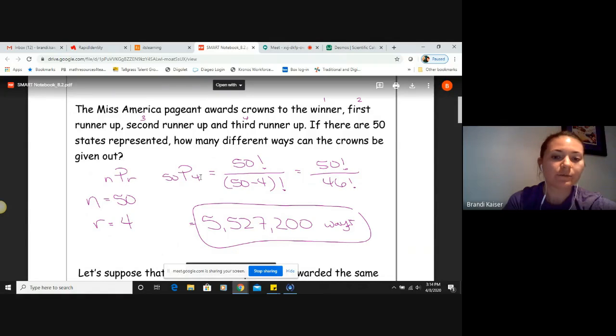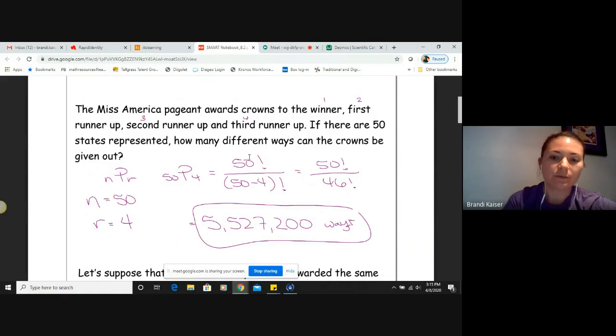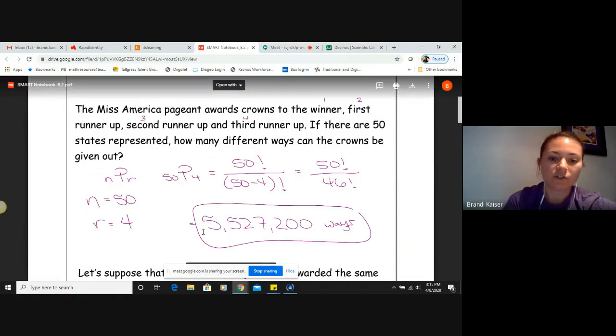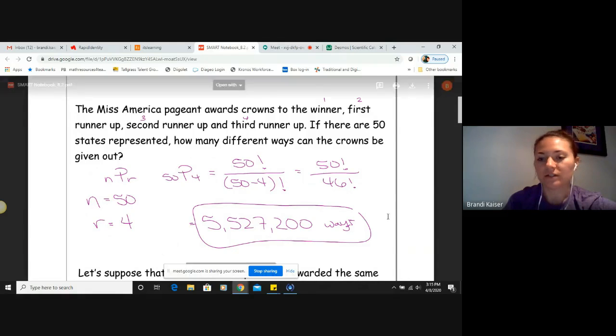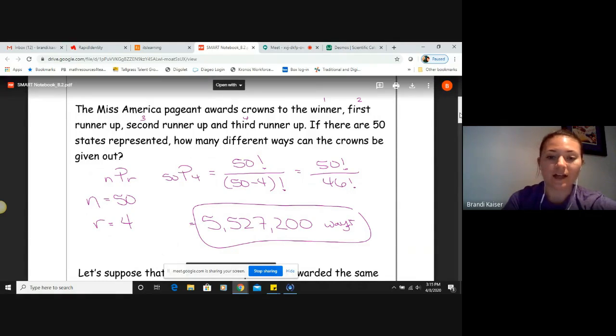So 50P4, if we plug it into our formula, 50 factorial divided by 50 minus 4 factorial. We simplify those a little bit, we put those into a calculator, and we should get 5,527,200 ways that those winners can be given crowns. So lots and lots of different ways for winners to be picked in that large of a group of people, which is totally fine. Like I said, big numbers are going to be fine here. You're supposed to get big numbers, it's okay.